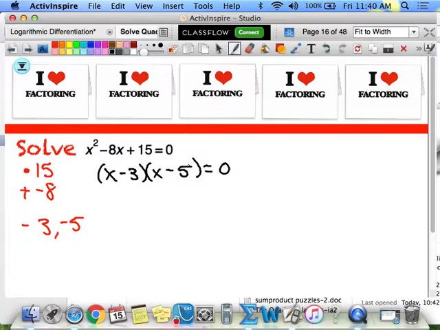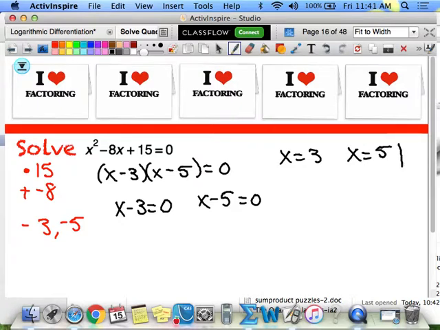And so once we have it factored, what do we do with the individual pieces? Set them equal to 0. So you can either think add 3 to both sides or move that over and make it positive. So x equals 3. And the same thing here, either add 5 or move it over and make it positive.